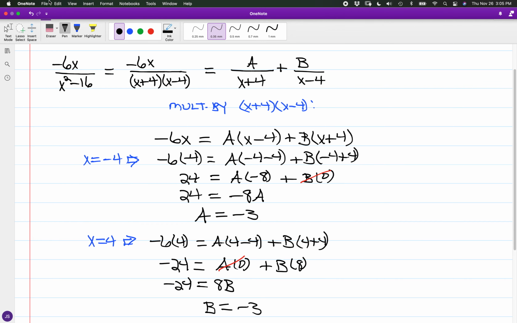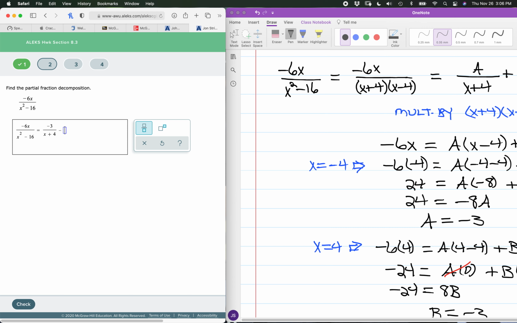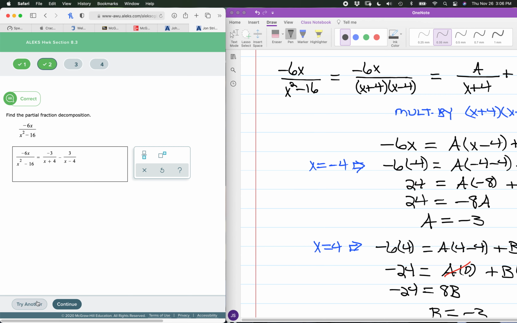Okay, so in the partial fraction decomposition, just checking what we have now, we're going to have negative 3 over x plus 4. And with b at negative 3, we can say we have minus 3 over x minus 4. And checking, the result is correct.